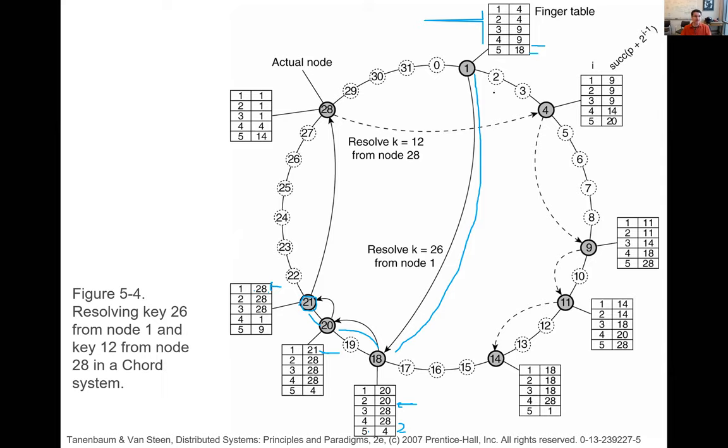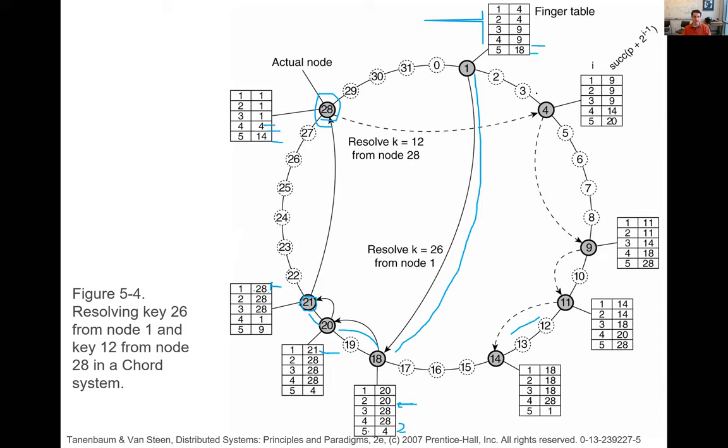Okay. Let's look at the next example. Now we're going to look up key 12 from node 28. So here we are over here at node 28, and we're looking up key 12. Same kind of deal. We look here at this table, and if we were to go to node 14, that would be too far. We would have gone all the way around past 12, which is what we're looking for, and hit 14. So we're going to go here to node 4.